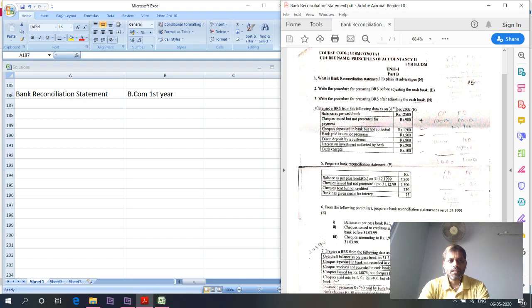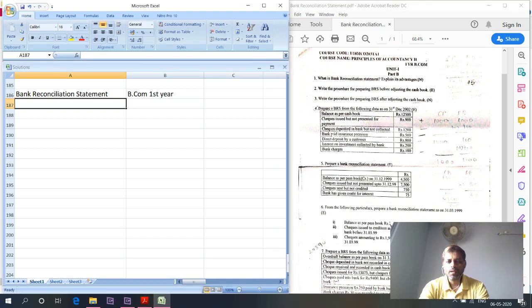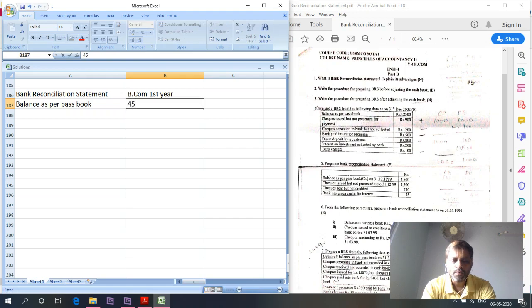Let's get into the bank reconciliation, one more type of problem. In the last class we discussed a particular problem, so we will go into this next one. Balance as per passbook is 4,500.